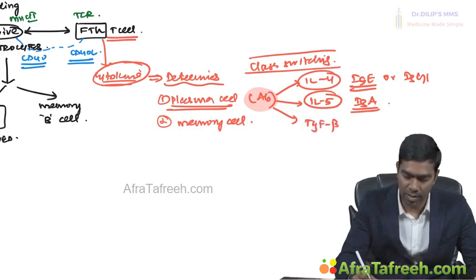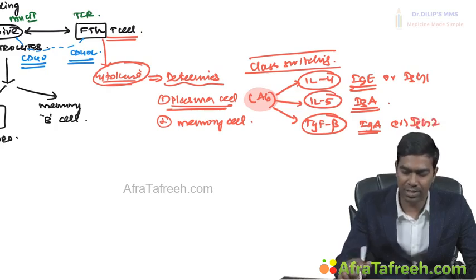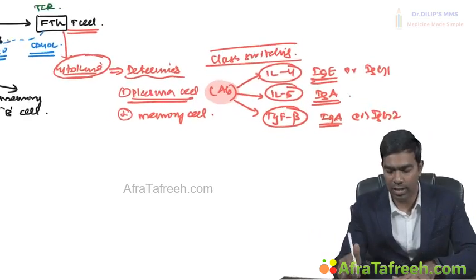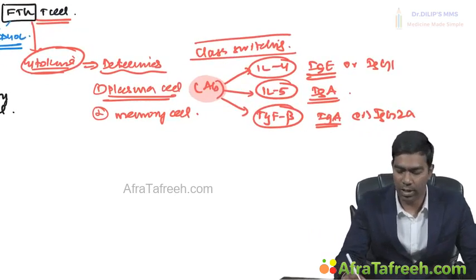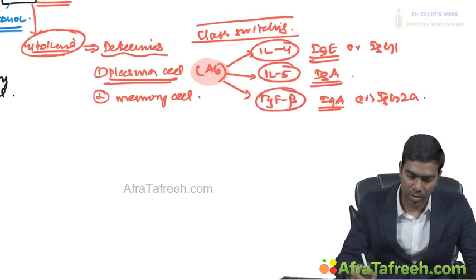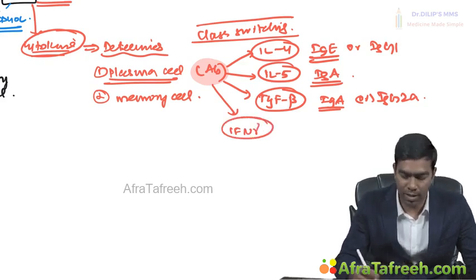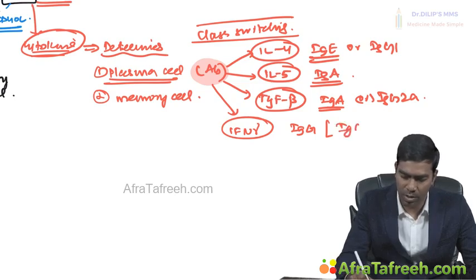If they receive something called TGF beta, then they will produce immunoglobulin A, or they might produce immunoglobulin 2A, depending on where the lymph node is. If it's a mesenteric node or if it's your gut-related node, they will predominantly produce IgA, or if it's going to be your lymph node, then they will produce this IgG2A. And suppose the cytokine released by the T cell is interferon gamma, then they are going to produce IgG antibodies, especially immunoglobulin G3 and immunoglobulin 2A.